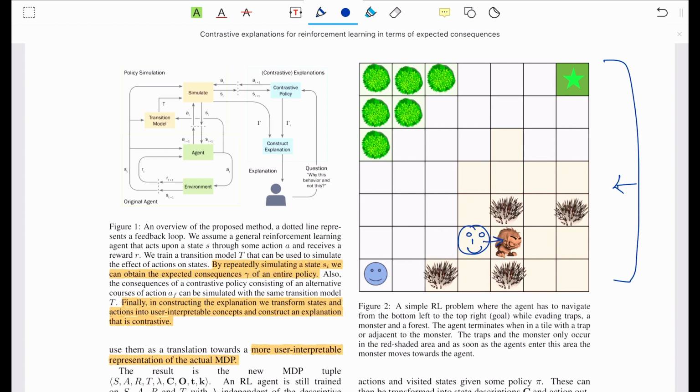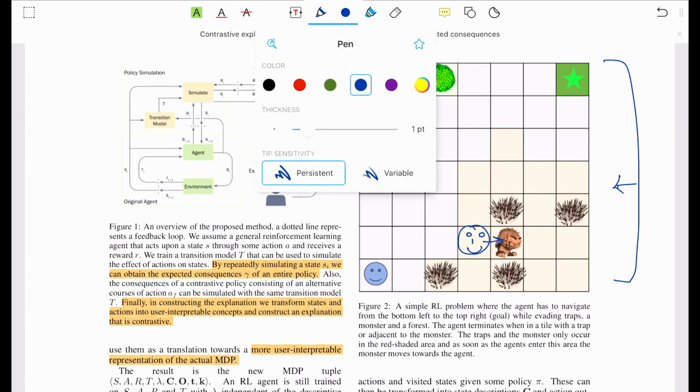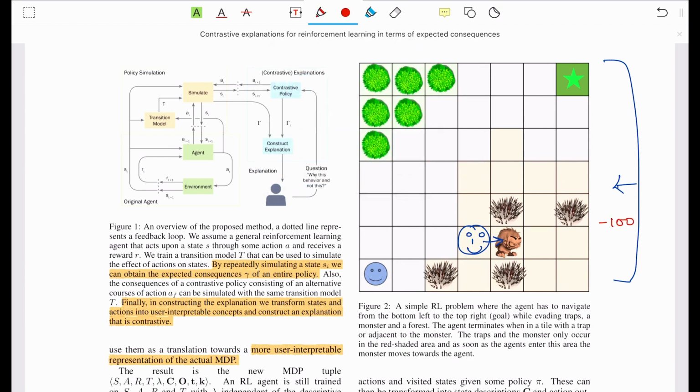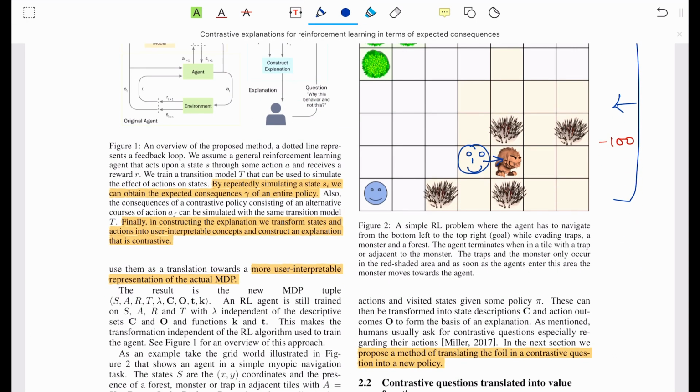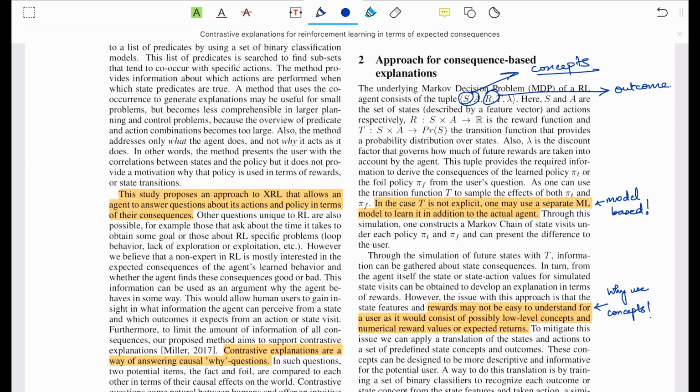Now the RL system might give a reward of say -100 if I take action right. Humans might not be able to understand, why this -100, why not -99 or something like that. So instead, what this paper suggests is we can talk in terms of concepts. That is, we can say, well, taking right will lead me to a state where monster present, this concept becomes true, and therefore I should avoid taking right.